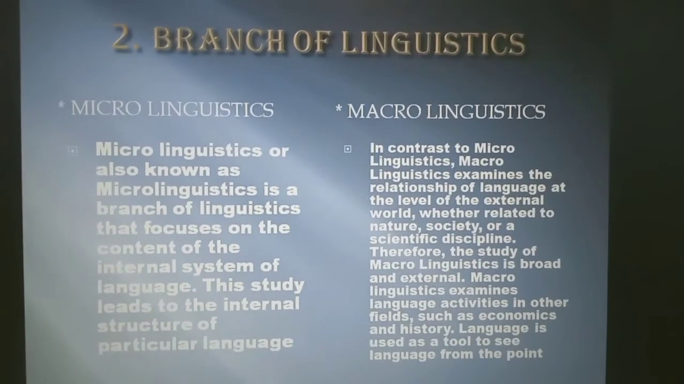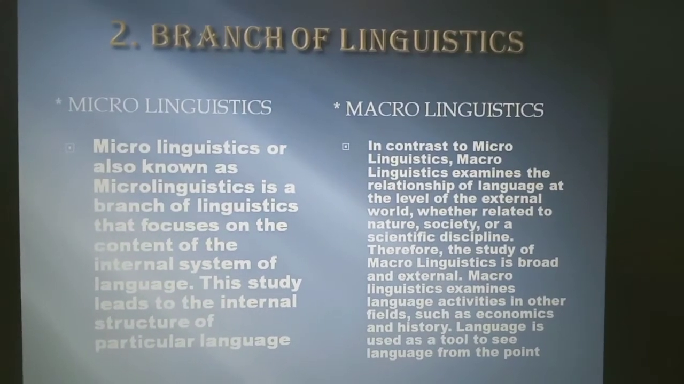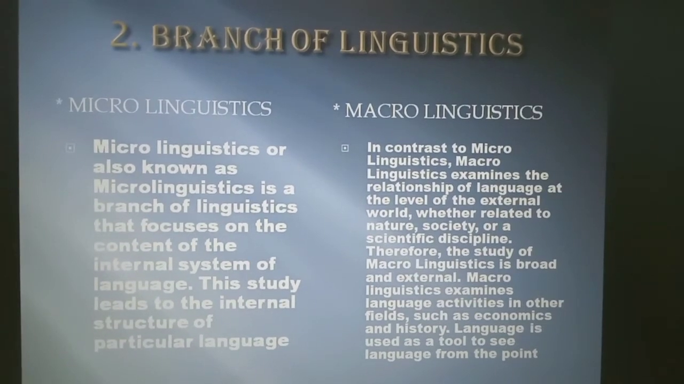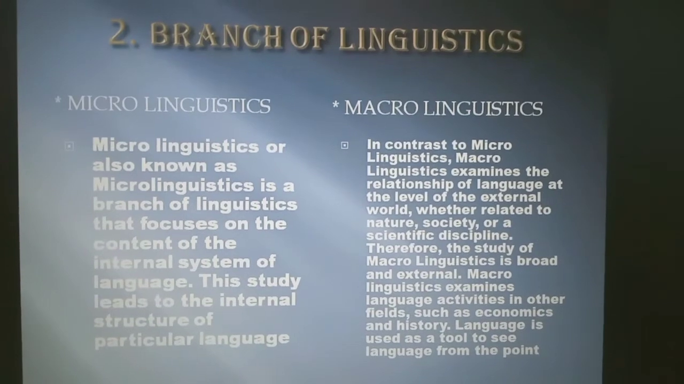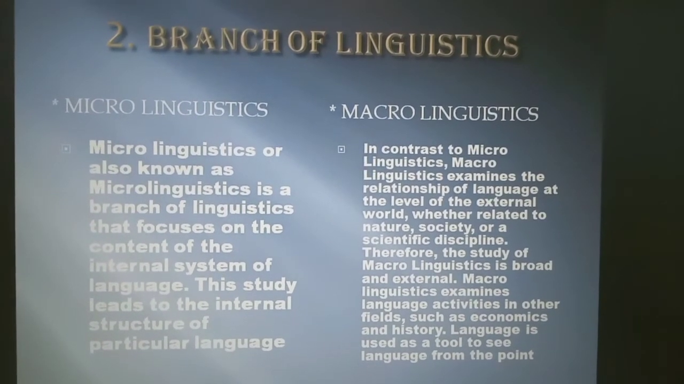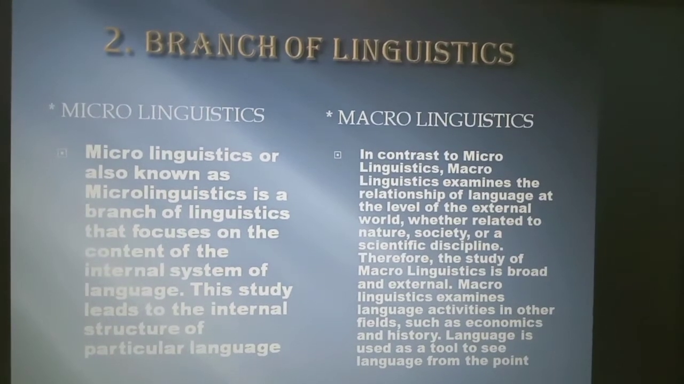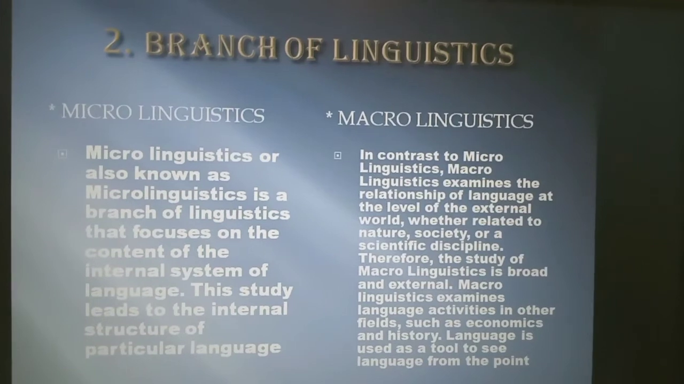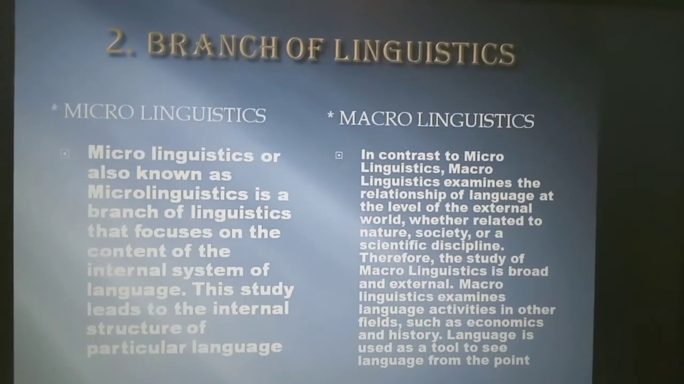And the second is about the branches of linguistics. There are two kinds of branches of linguistics. The first is microlinguistics, the second macrolinguistics. Microlinguistics is a branch of linguistics that focuses on the content of the internal system of language. This study leads to the internal structure of a particular language.